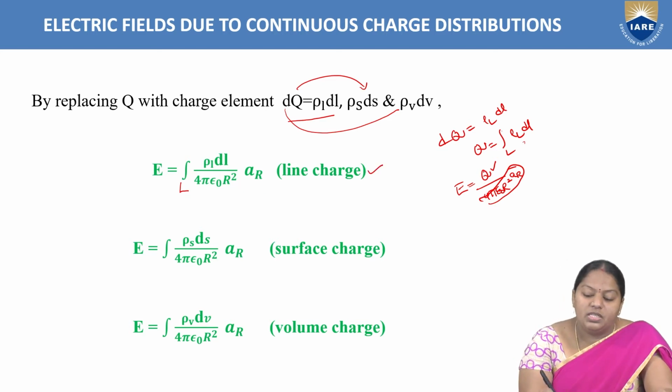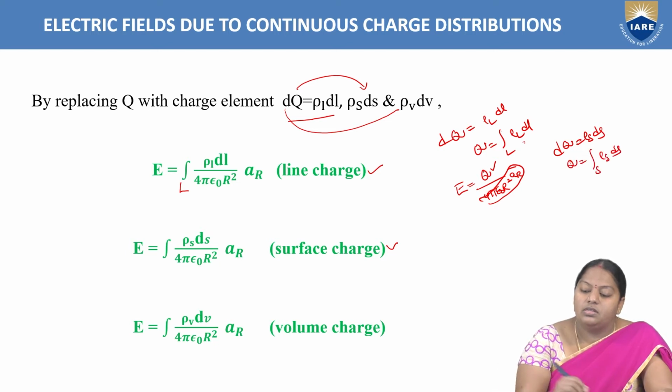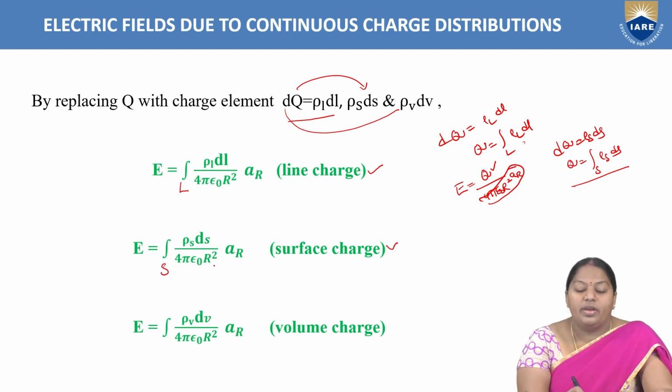Then for the surface charge, similarly, dq equal to rho s into ds. Now, to find the total charge, q equal to integral over s of rho s into ds. Again, if you substitute this in place of q, then E equal to integral over s of rho s ds by 4 pi epsilon naught r square into AR. And this is for surface charge.